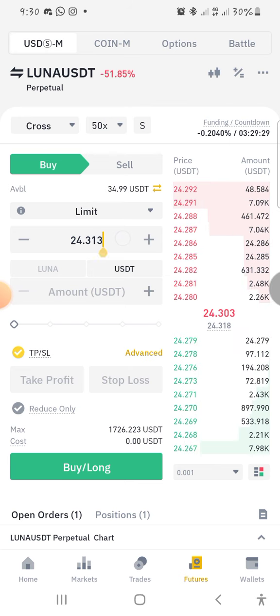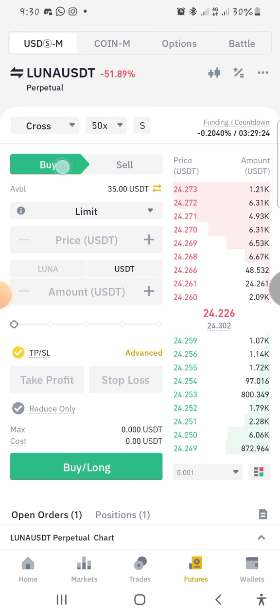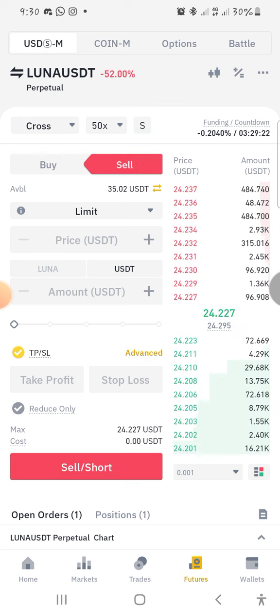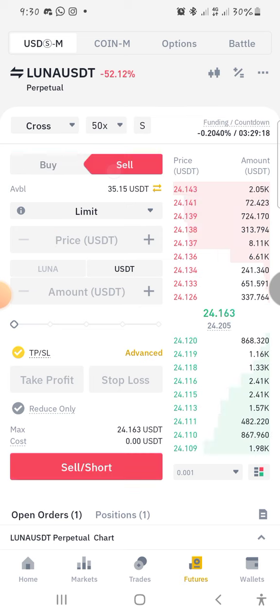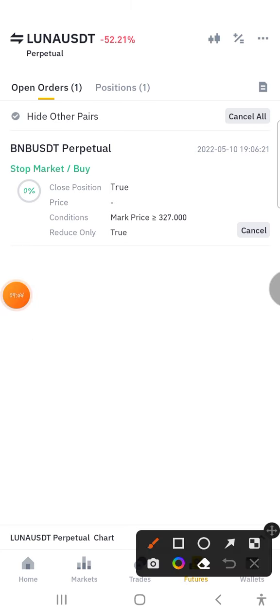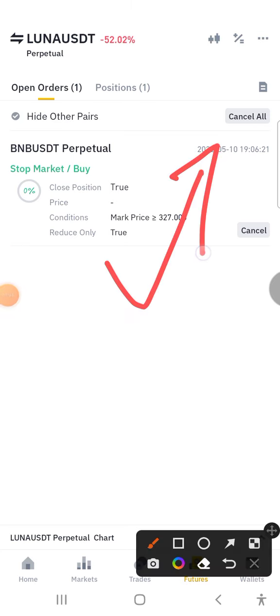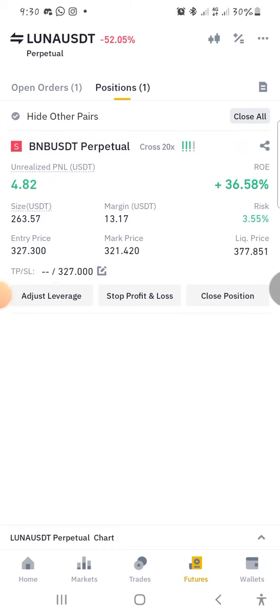So limit orders, it means you want to enter at a particular price, either a buy limit or a sell limit. So it means you're expecting it to hit a price before it starts to sell, or you're expecting it to hit a price before it starts to buy. That is it. So whenever you have a limit, it is going to show here under orders. You can see I have an order here, which is my stop loss order, because I have a trade running right now.